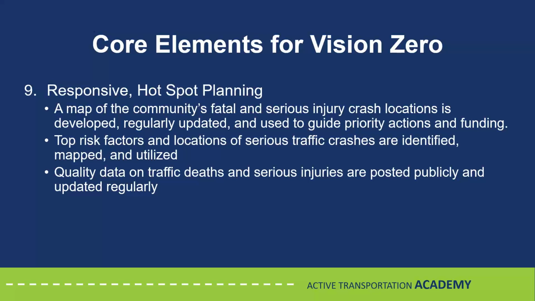A map of the community's fatal and serious injury crash locations should be developed, regularly updated, and used to guide priority actions and funding. This also means top risk factors and locations of serious traffic crashes are identified, mapped, and utilized, and that quality data on traffic deaths and serious injuries are posted publicly and updated regularly. This is part of items 3, 7, and 8 in FHWA's self-certification eligibility worksheet to apply for Safe Streets and Roads for All implementation funding.